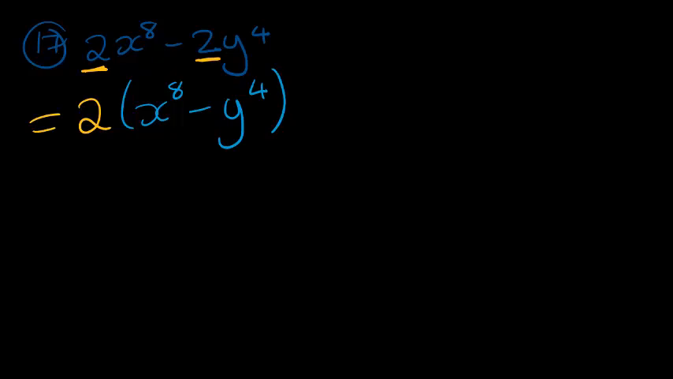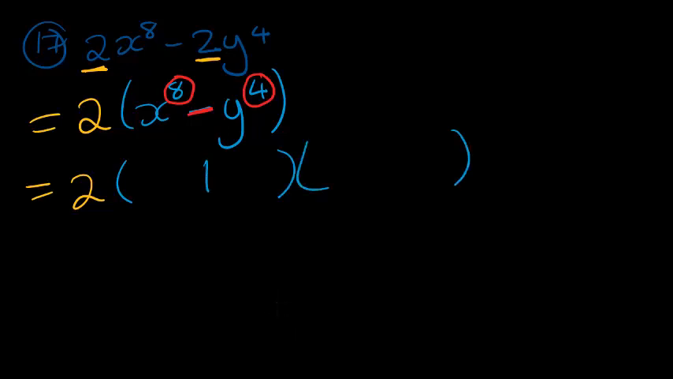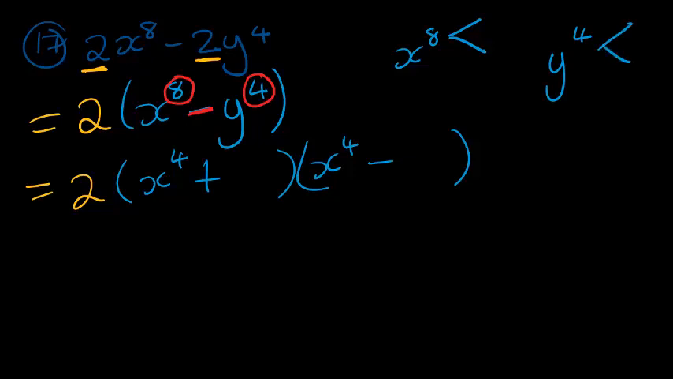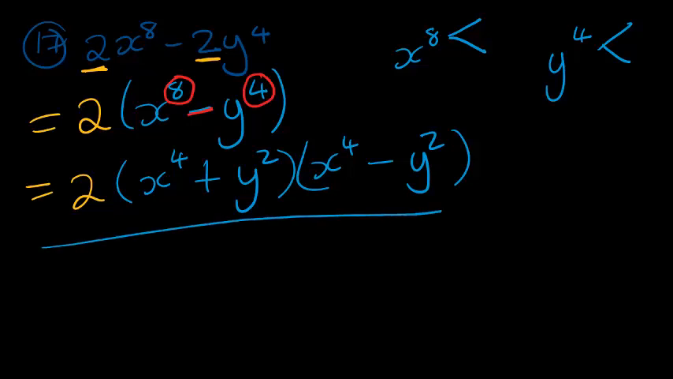Now I've got a difference of squares because there's my difference, the minus sign. And this 8 is a multiple of 2 and the 4 is a multiple of 2. So this becomes 2, and I've got 2 brackets for my difference of squares. One is plus, one is minus. My x⁸ becomes x⁴, because we're going to say x to the power of 8 split into 2, and y to the power of 4 split into 2, so y², y². And that's not your final answer.